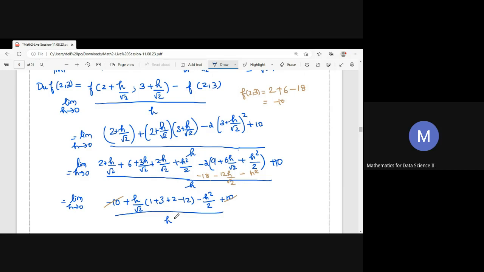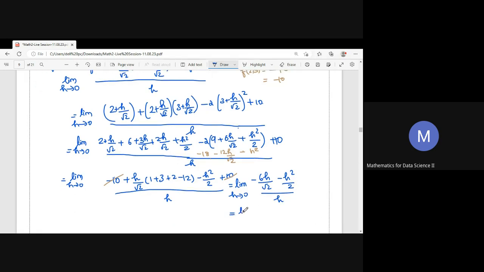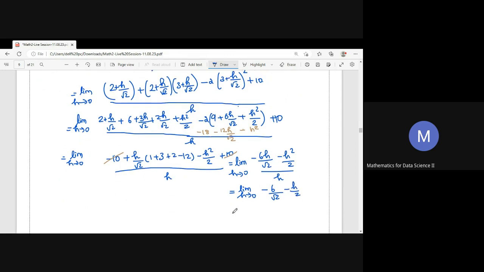Okay. Now, what is the coefficient inside now? 6 minus 12, which is minus 6. So this becomes limit h going to 0 minus 6h by root 2 minus h squared by 2, whole divided by h. When we simplify, we get limit h going to 0 minus 6 by root 2 minus h by 2. Now as h goes to 0, you will just get minus 6 by root 2.